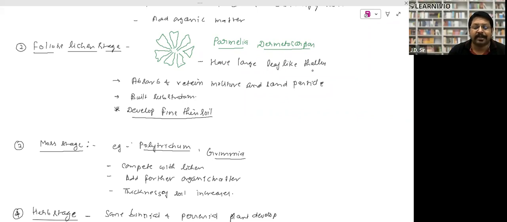They have a large leaf-like thallus, but that is not a leaf. They are neither plant nor algae. They are basically lichen only. They absorb and retain moisture and sand particles. They will absorb moisture from the atmosphere. In this way, they will increase the humidity, right? They will build substratum, meaning a base for the development of further plants. They develop fine, thin soil. So foliose lichen will develop a soil-like structure. Fine, thin soil development takes place by foliose lichen.